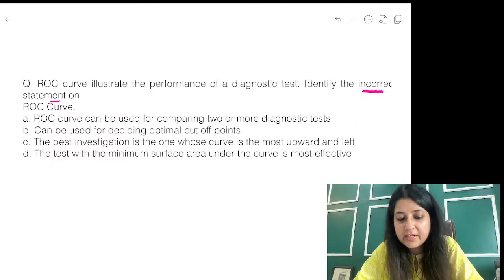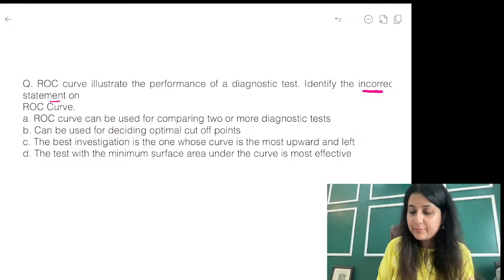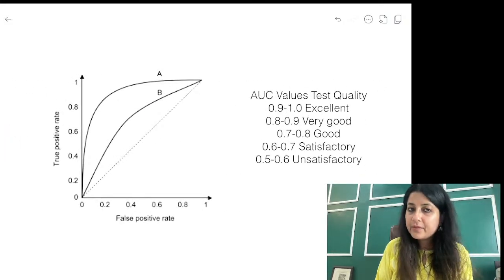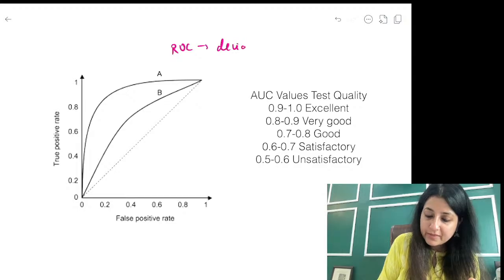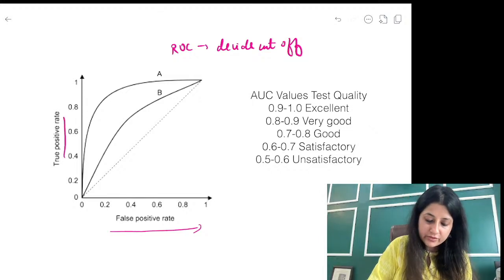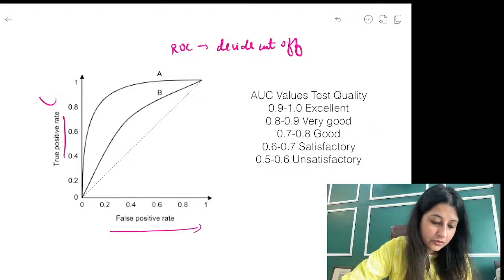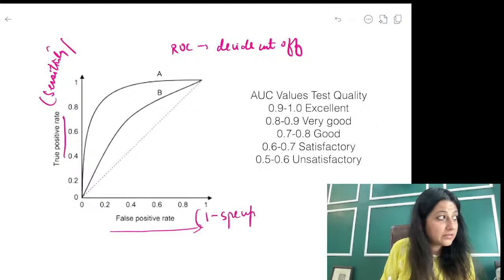Very good, Exportin, Dr. Kalgi, Nazia, Shalu. You have to think again and again. What does the ROC curve tell us? This is your ROC curve. ROC curve helps you decide cutoffs. And remember what is on the x-axis? False positive rate. What is on the y-axis? True positive. True positive means sensitivity. And what is false positive? I can also write 1 minus specificity.